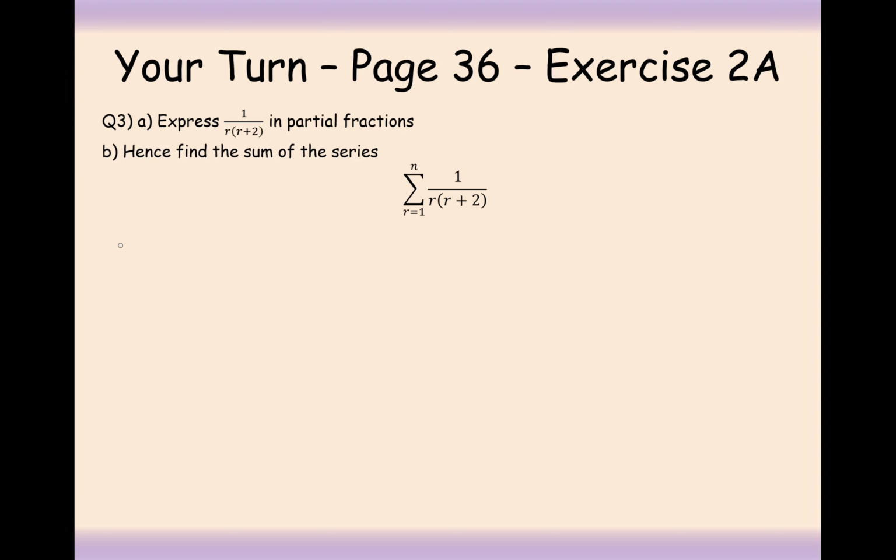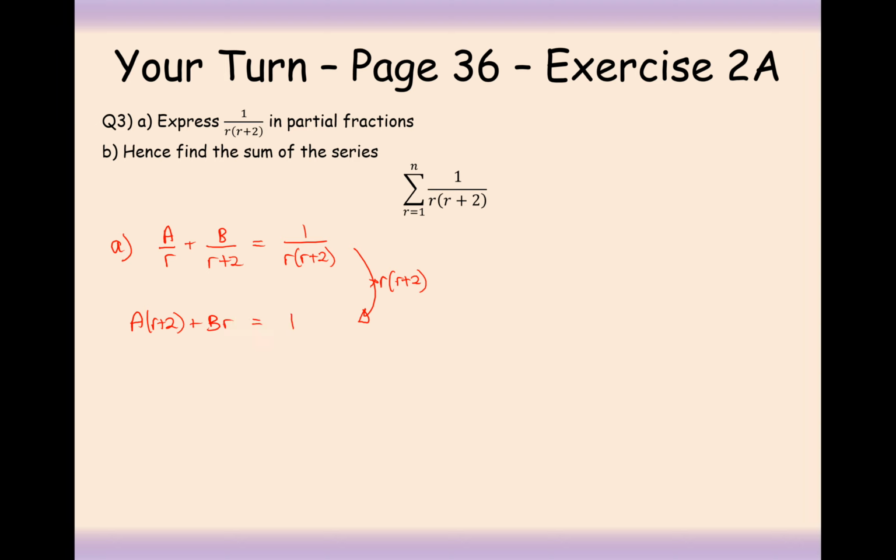Okay, so we need to start off by doing partial fractions. So it's going to be something over r plus something over r plus 2, and this is going to equal 1 over r times r plus 2. So let's now times top and bottom here by r times r plus 2. And we're going to get a multiplied by r plus 2, because the r's will cancel out. We've got a divide by r and a times by r. Then it's going to be b multiplied by r equals 1.